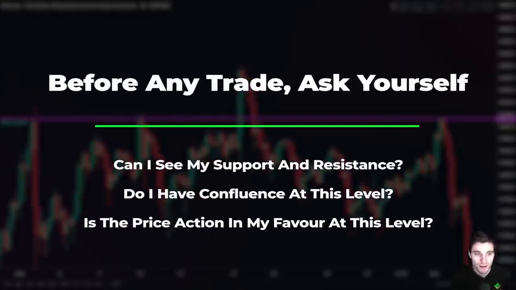Number one, can I clearly see my support and resistance levels? Number two, do I have confluence at this level? And number three, is price action in my favor at this level? If the answer is yes to these three questions, you take the trade without any emotion.